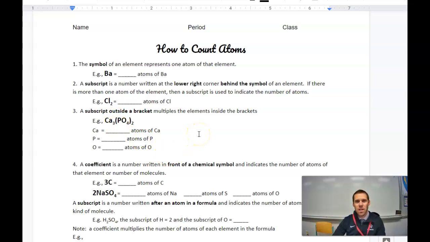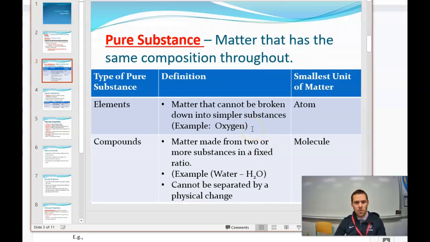Hi everyone, this is Mr. Richmond, and for this video we're going to have a look at some examples on how to count the amount of atoms in some various chemical formulas. So before we do that, let's go back and review some of our vocab terms so you can follow along.